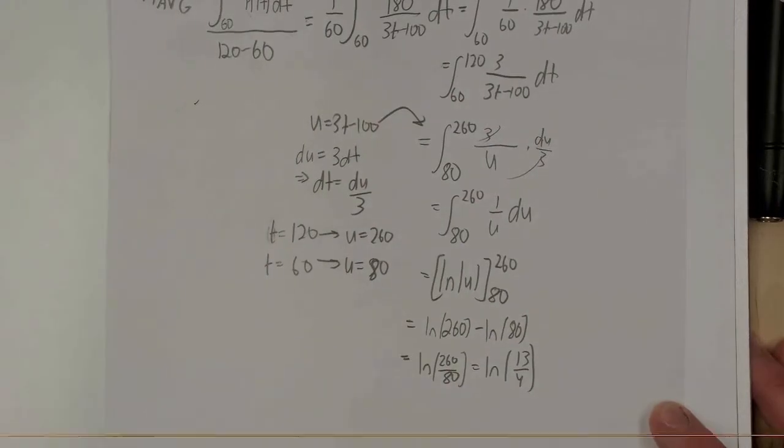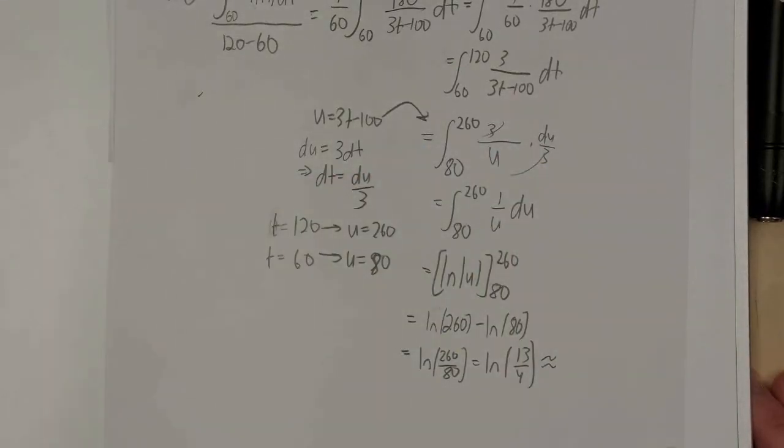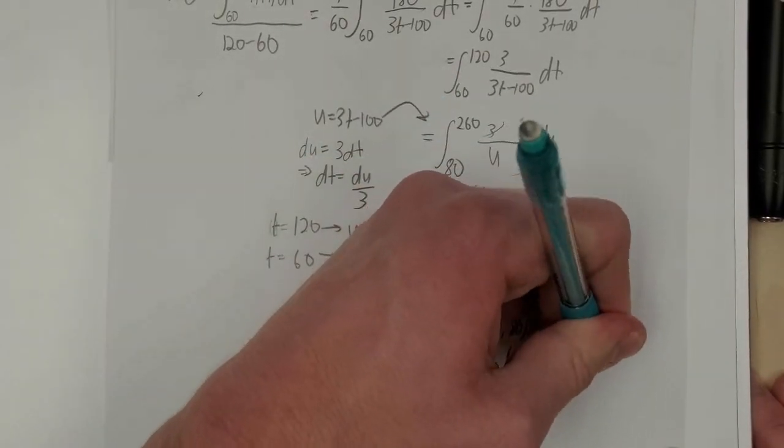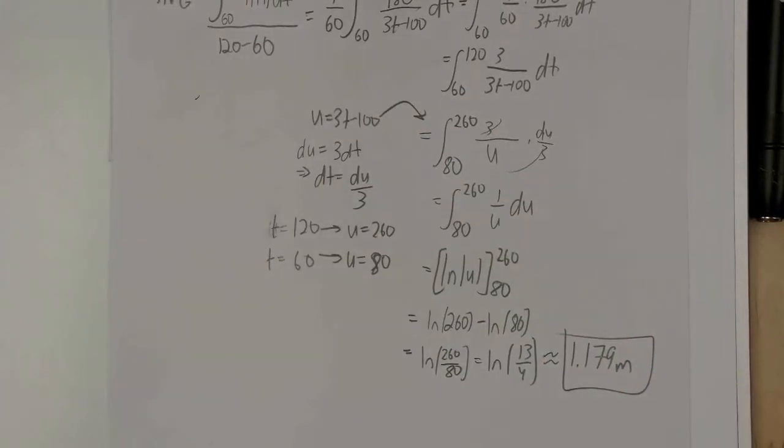Okay. So then if you plug this into your calculator and round to 3 decimal places, you should get 1.179 meters. Okay? And that is example 4.